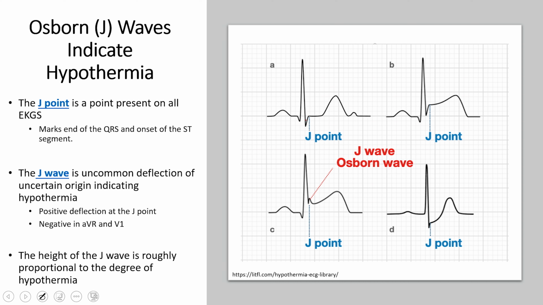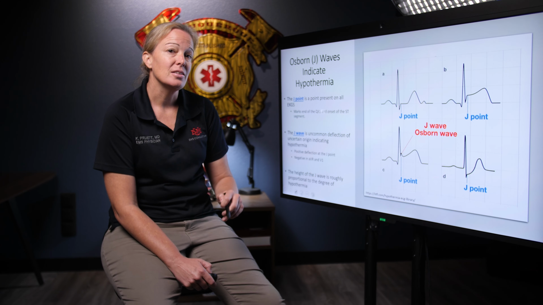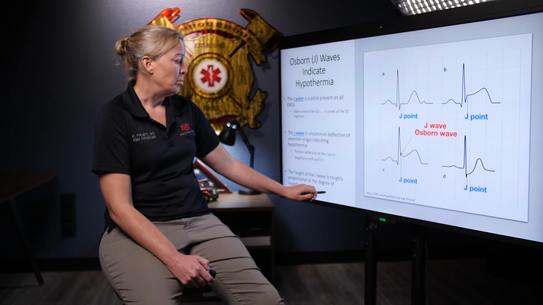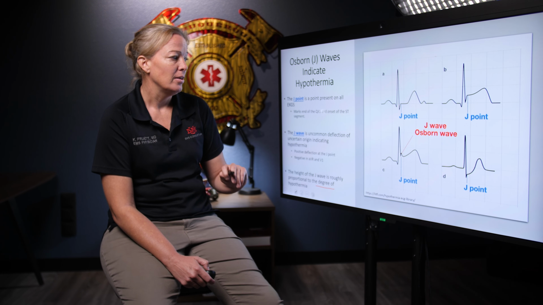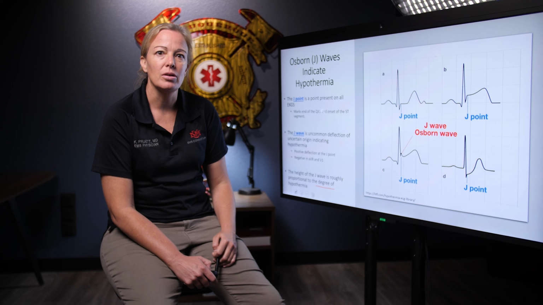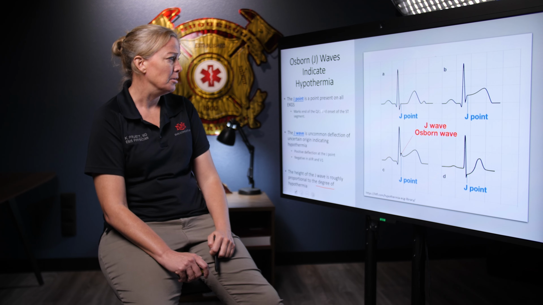Sometimes the J point can be elevated, sometimes the J point can be depressed, but in an Osborne situation in hypothermia, what you see is actually a wave. It's an extra wave after the J point there. It's kind of slow and it's slurred, and depending how big that wave is, it can tell you how severe the hypothermia is. So the wave magnitude actually directly correlates with the severity of the hypothermia.